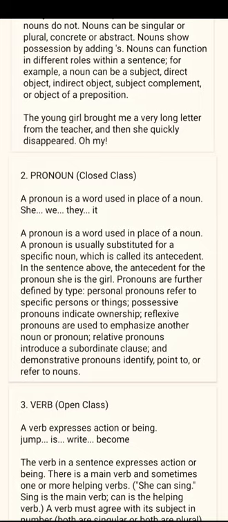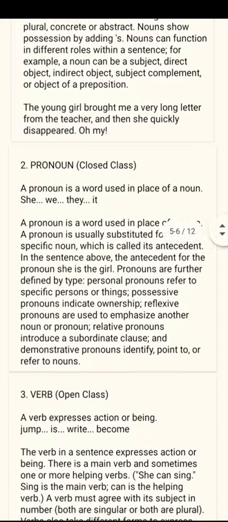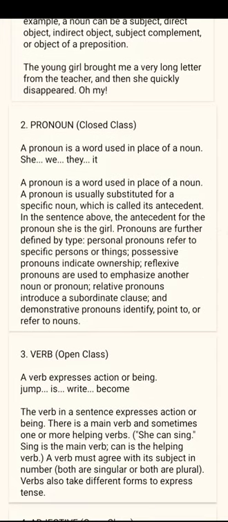Now we will discuss the types. Yes, we will discuss the types. Don't worry about that. But what does a pronoun do? It replaces a noun. Why do we need to replace a noun in academic writing?